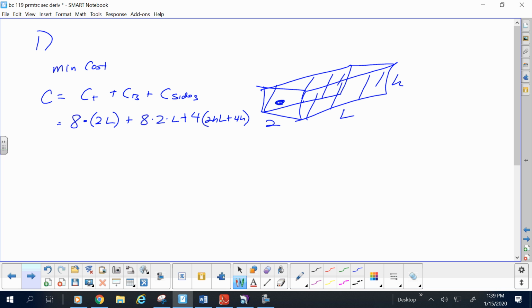You cool? So cleaned up, I have 16L plus 16L, so 32L plus 8HL plus 16H. Cool? Now that's 3 variables. If I could help it, I'd like to get it down to 2 variables. What's the other relationship between the variables? The volume. The volume is 16, yeah? And the volume is also 2HL. So let's say that L is, or H is, I don't care which. L is 8 over H, yeah?